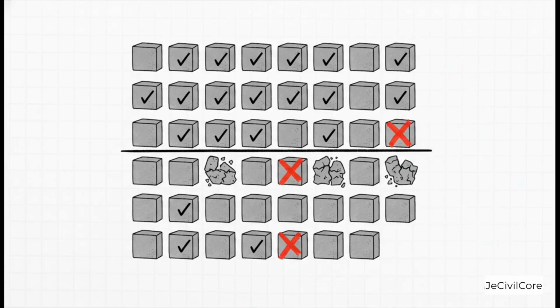Let's make that super practical. What does it actually mean? Well, if you have M25 concrete, its characteristic strength, its fck, is 25 newtons per square millimeter.